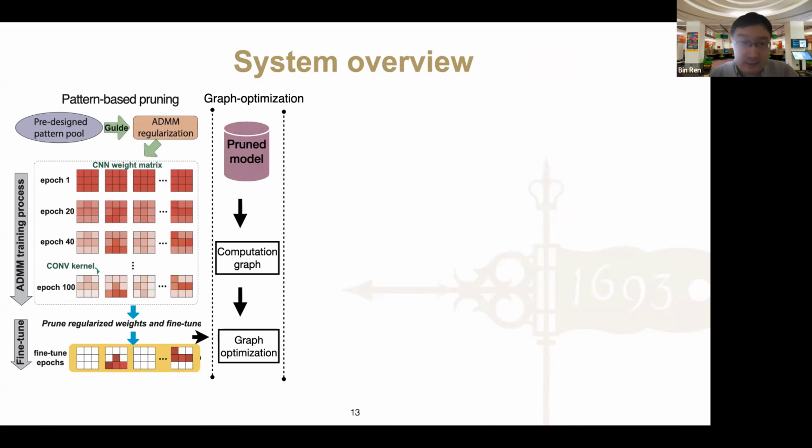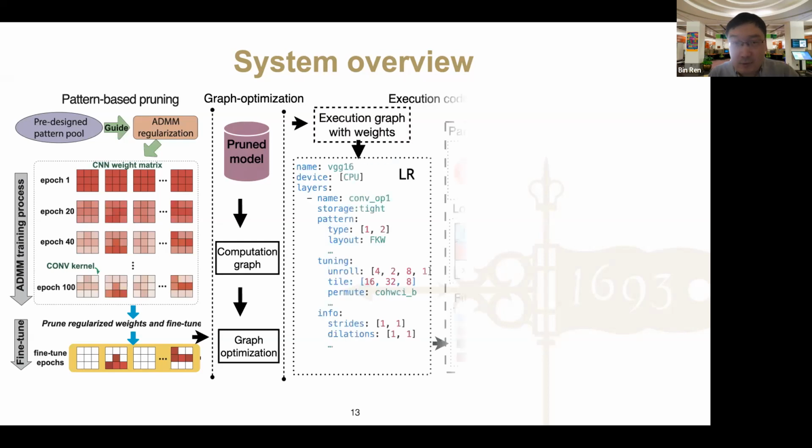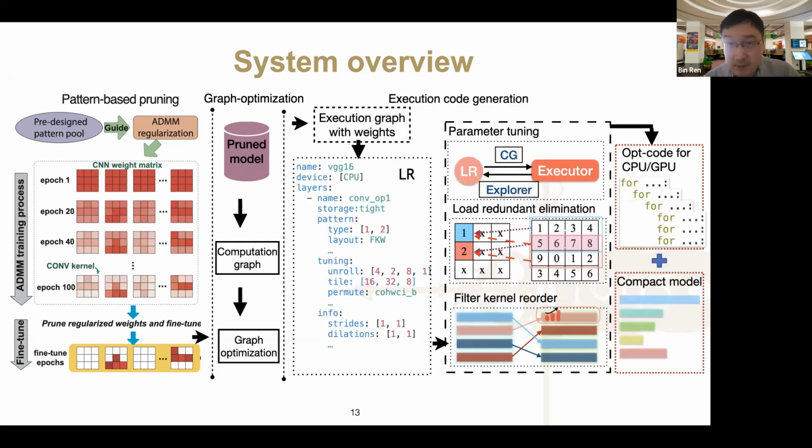These are existing efforts, so this is not our major contribution. Our major contribution is here. After we get the computational graph, we can design a layer-wise representation for each layer of this computational graph, particularly for the convolutional layers. For example, this is an example of a layer-wise representation for a layer in the VGG 16 model. In this layer-wise representation, we will represent the pattern information.